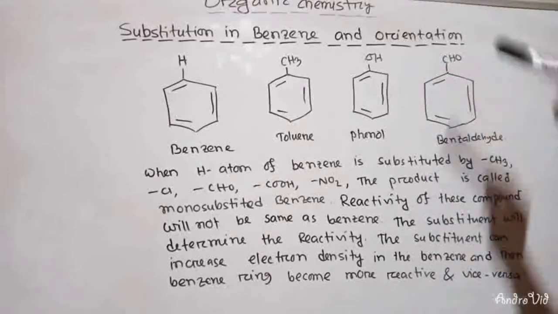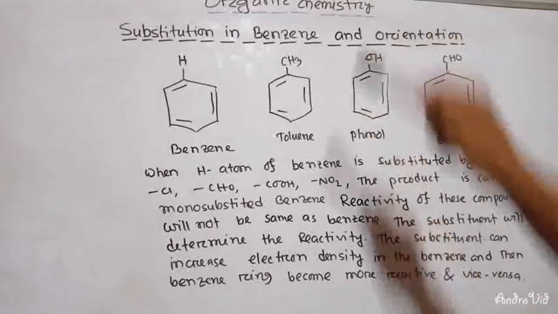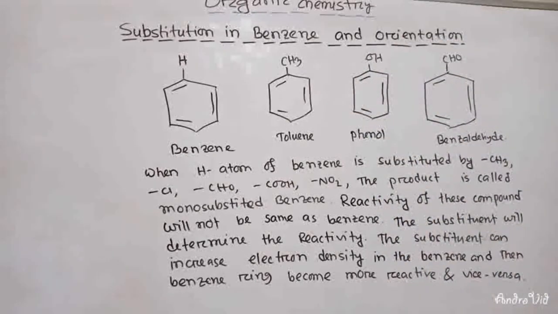At the same time, a group like CHO or NO2, when attached to benzene, can withdraw electron from the benzene ring. In that case the benzene ring will become deactivated and less reactive. So the reactivity completely depends on the substituent. For example, nitrobenzene has less reactivity than benzene. At the same time, toluene or phenol are more reactive than benzene.